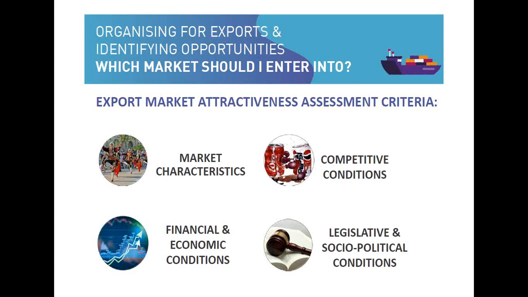When it comes to market screening, assessment, and evaluation, different criteria can be used, outlining key attributes. You can see one example on the screen. As a guide, you can use the market characteristics, competitive conditions, financial and economic conditions, and legislative and socio-political conditions criteria. Modify these criteria to reflect what is specific to your product or your service. Get the statistics under each criterion heading, and you can look back at previous years to identify trends, to match the information then to your strengths, and then rank the markets. That's one way of going about it.